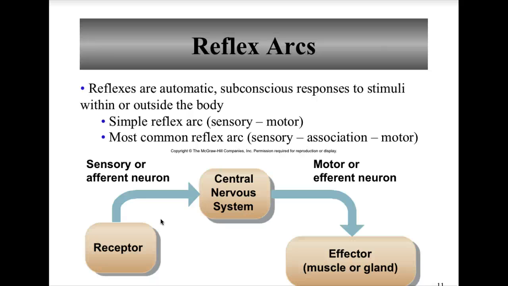Reflexes are automatic, subconscious responses to stimuli within or outside the body. You have a simple reflex arc, which would be sensory-motor, and then the most common reflex arcs are sensory-association-motor. Here you have the receptor, and then the sensory or afferent neuron taking that information to the central nervous system, and then the central nervous system uses the motor or efferent neuron to have an effect on the effector, which is a muscle or a gland.